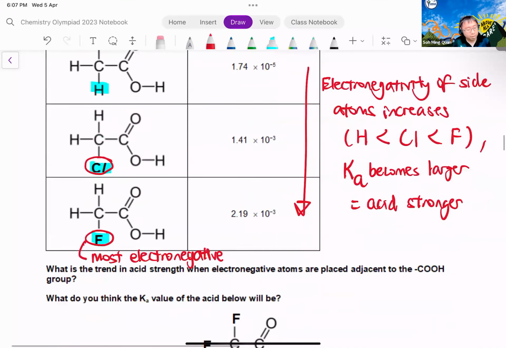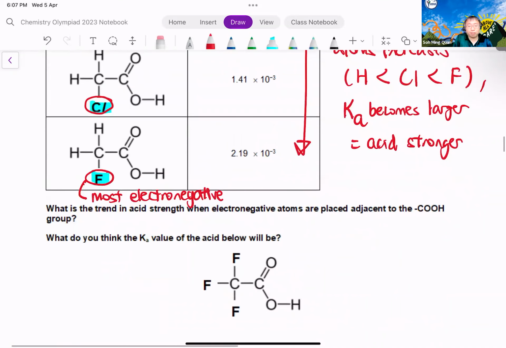Okay. So what do you think is the Ka value of the acid below that? This one is very commonly tested in your O-level pure chem as well. They will always give you some data, and afterwards ask you to predict something, right? So you need to predict what the Ka value will look like. The way to do this is to really focus on the side atoms because clearly it's related to the previous part. It's all about the side atoms.